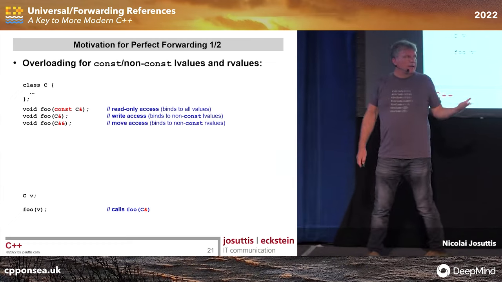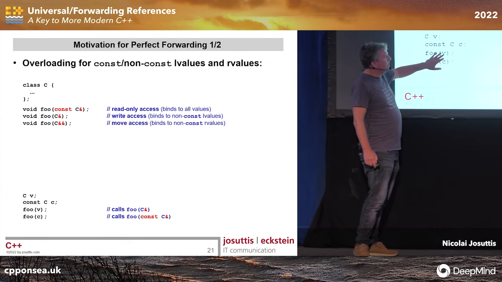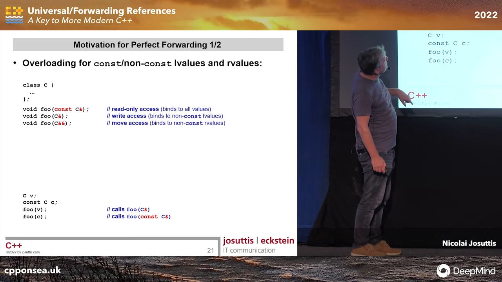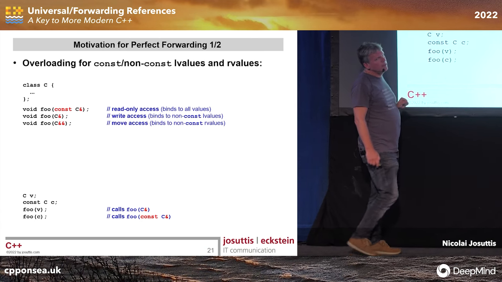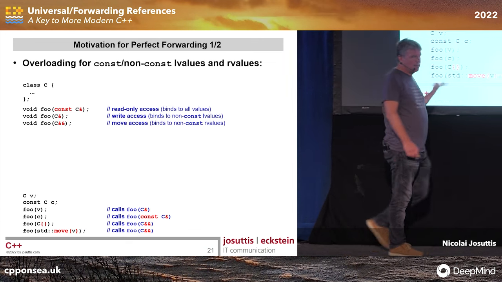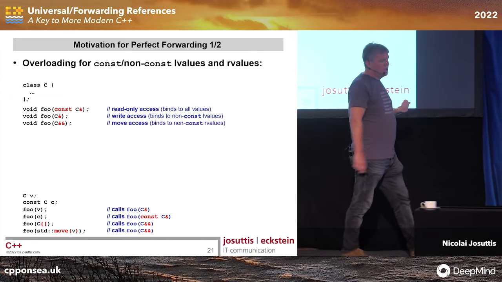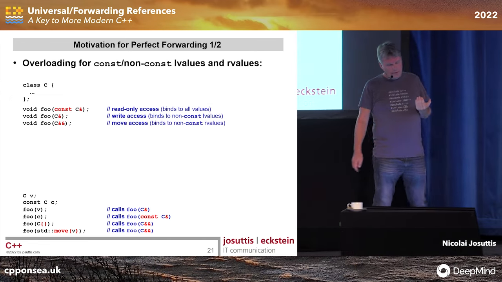And now, as we saw in the slide with the matrix, if I pass a non-const L value, the one in the middle is called. If I pass a const L value, the first one is called. And if I pass a temporary, or a non-const L value marked with move, then we call the third foo.